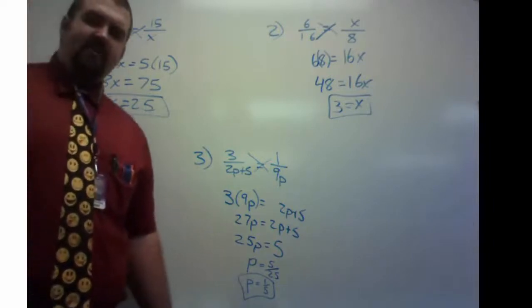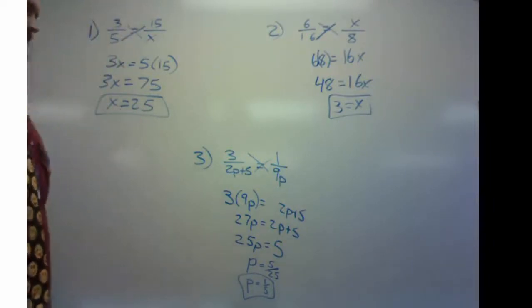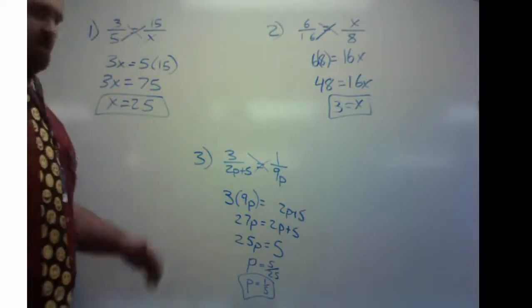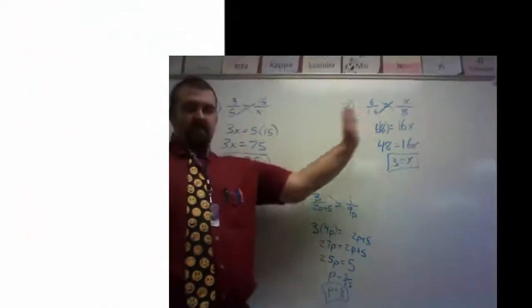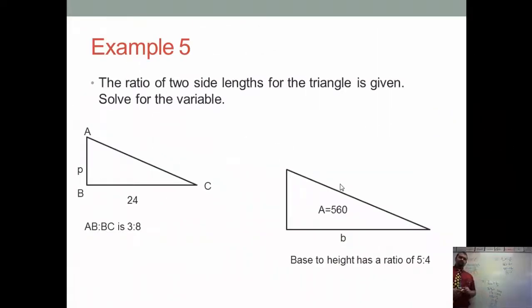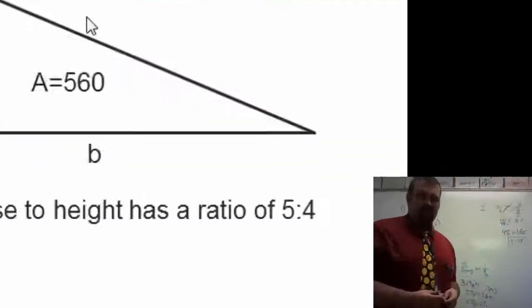Because I would not have tried a fraction. You have to do the cross product in cases like this, so it's not bad practice to do it here. Example 2 is, what if I apply a ratio to a problem I know? For instance, what if I know the ratio of 2 side lengths for the triangle are given? And then I say, hey, solve for the variable.